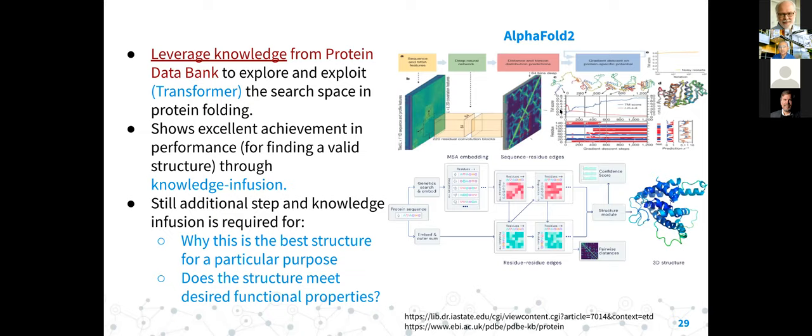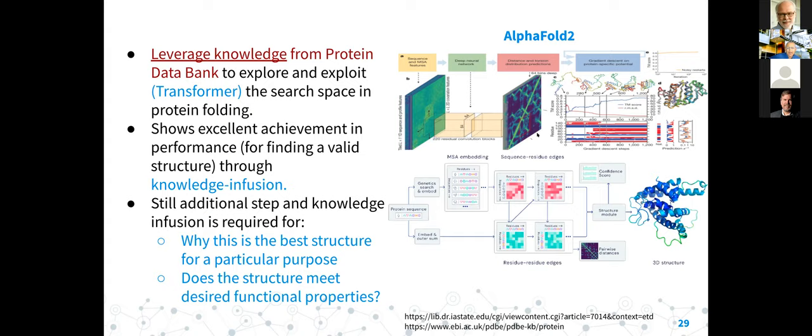There have been many illustrious success stories. AlphaFold 2 is one of them from last year. But what you'll see is that it actually uses knowledge from the Protein Data Bank to explore and exploit the search space in protein folding. So again, you'll see that knowledge is getting very much added to the deep learning algorithms. The point here, though, is to investigate strategies of doing that in a lot more flexible way. Here it was solving a very specific problem, and the data necessary was very much available from the Protein Data Bank and other sources that they were able to use.